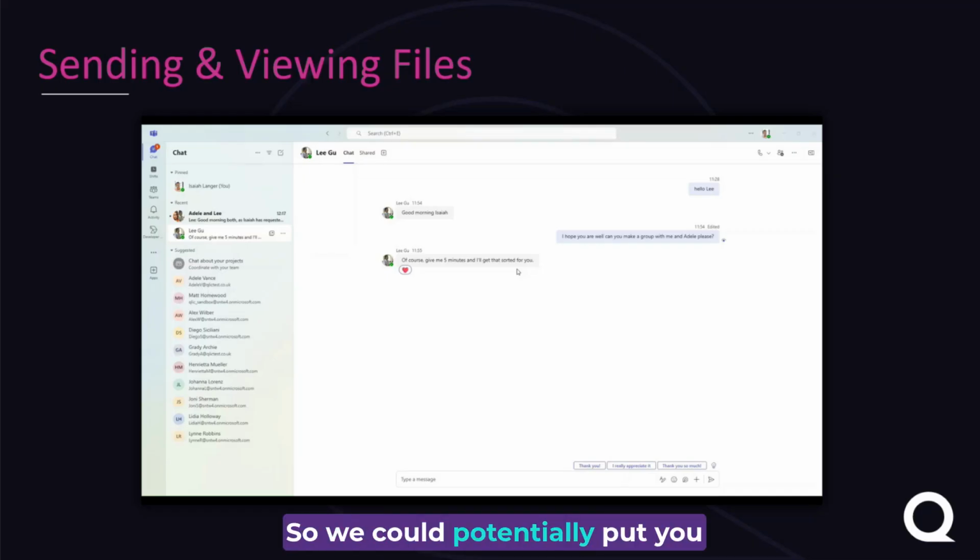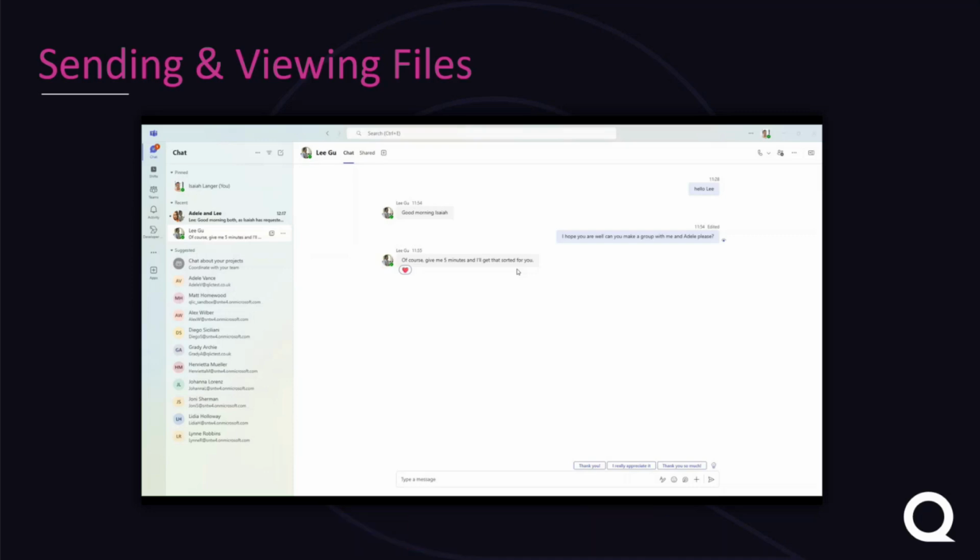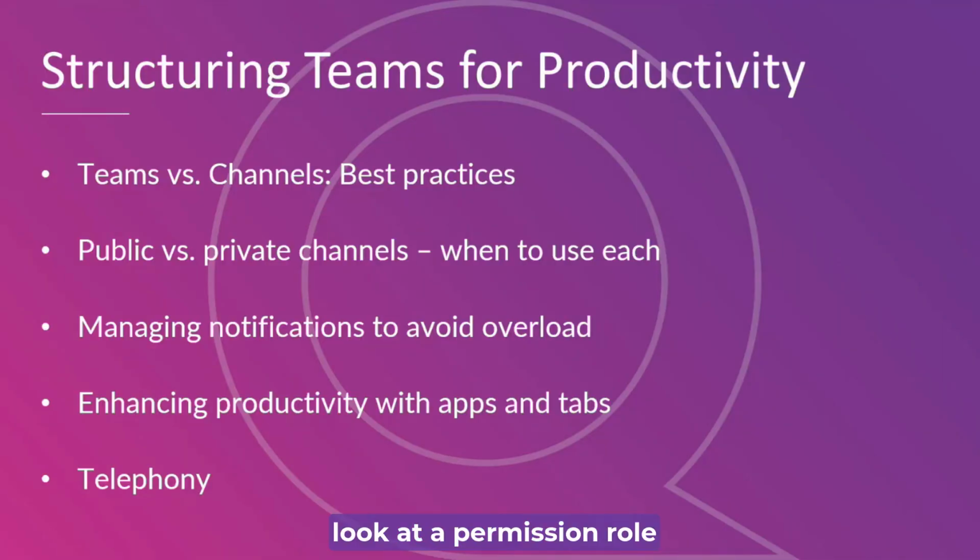So we could potentially put a list of domains that you are able to send to without any worry of it going to anyone outside, so that anyone outside those domains that we have set for you would not be able to open the information that you're sending. We look at permissions on role-based access. Essentially it's the same as with SharePoint. You would only give people access to the information that they need.